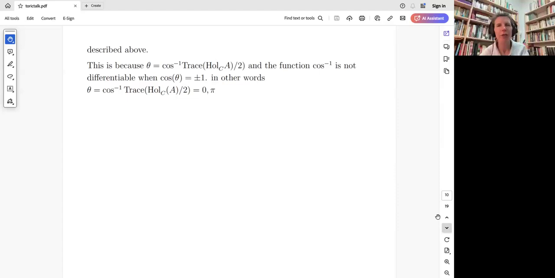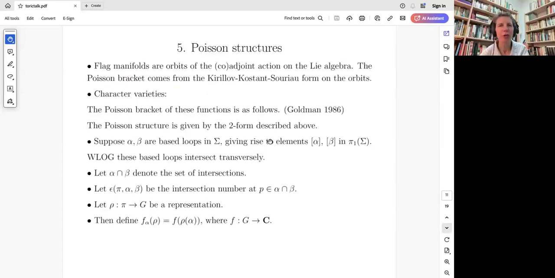Okay. So let me say some more about Poisson structures. Flag manifolds are orbits of the coadjoint action on the Lie algebra. And as I mentioned, the Poisson bracket comes from the Kirillov-Kostant-Souriau form on the orbits. For character varieties, we've talked about the Poisson structure. Another way of saying this is, if you have alpha, and these are the functions, I'll describe the functions used by Bill Goldman. If alpha and beta are based loops in the surface, we'll write these as bracket alpha, bracket beta in the fundamental group of sigma.